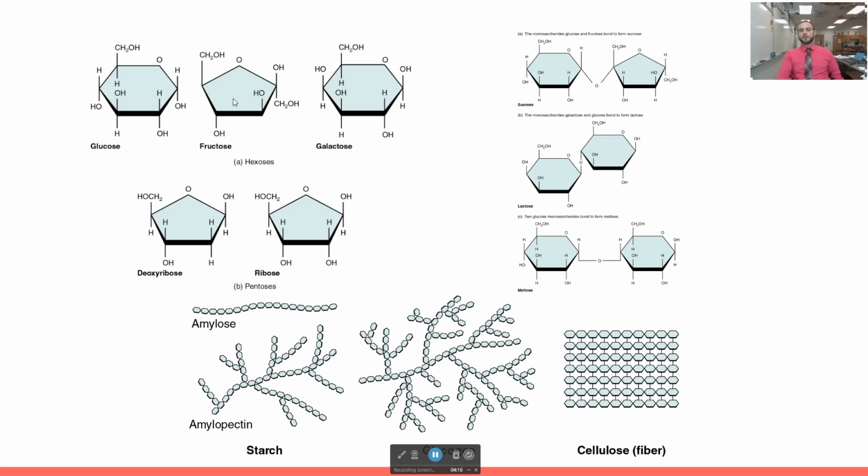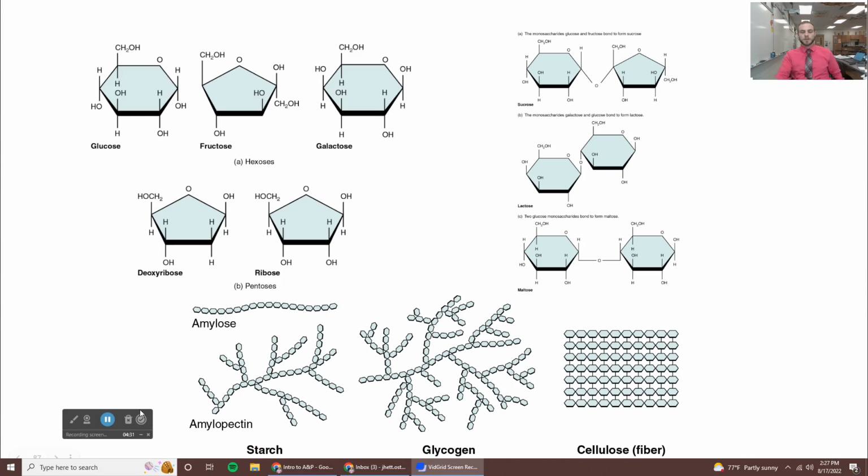So glucose is your most pure form of sugar. Fructose we typically see in fruits, lactose is your milk sugar, maltose is your malt sugar, and sucrose is your table sugar. So the one that you normally see is sucrose. And then down here you have your starch, glycogen, and cellulose.